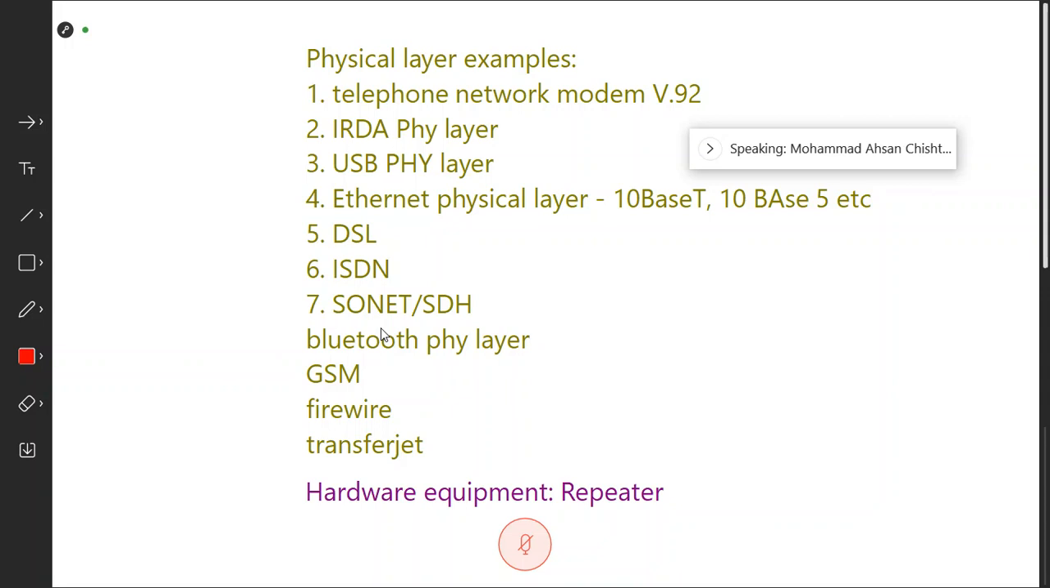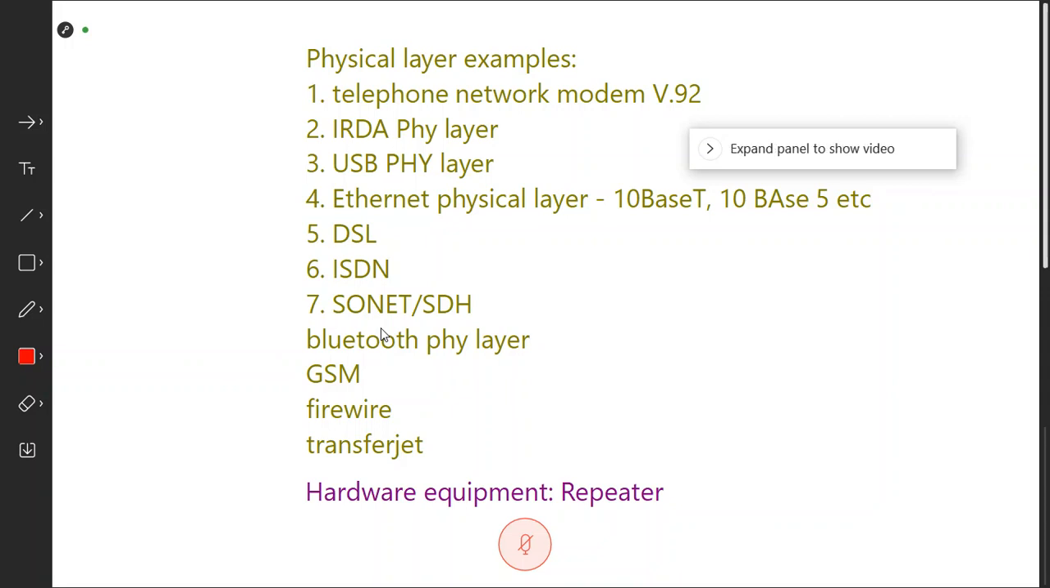There used to be passive hubs also. Nowadays, you do not see these hubs because they have been taken up by what you call switches. Modem is another example of this. And we have IO devices. What are these IO devices?